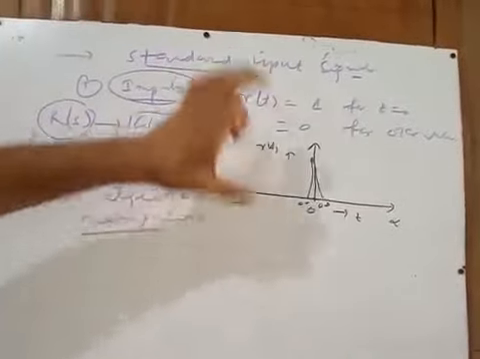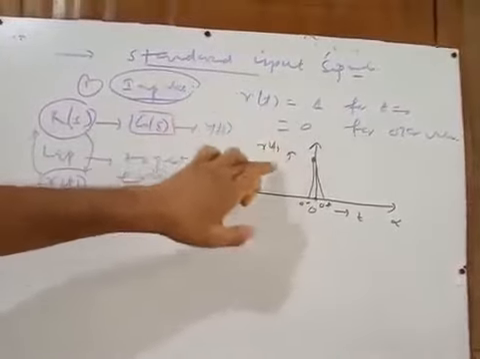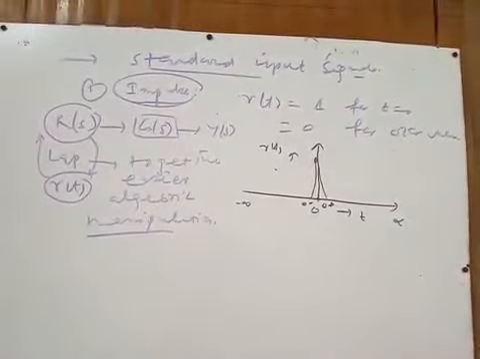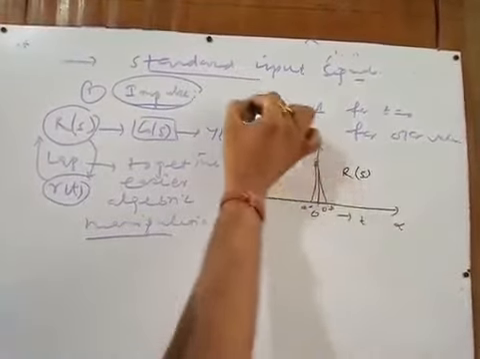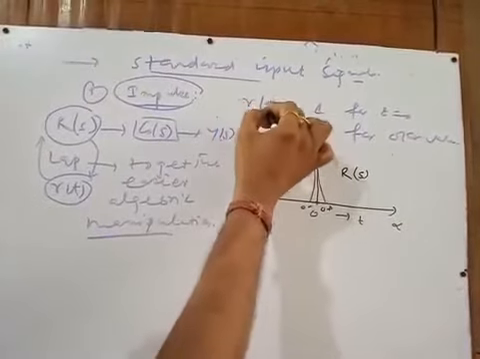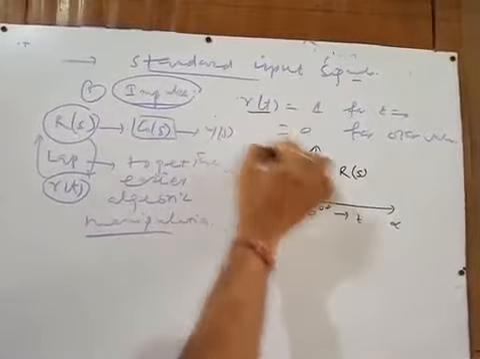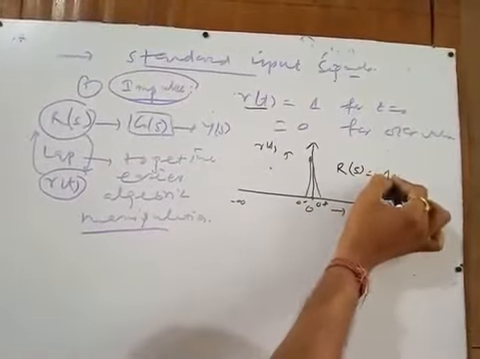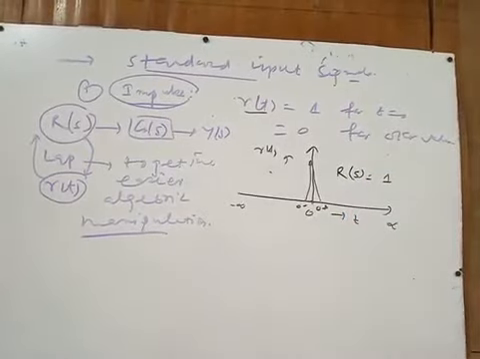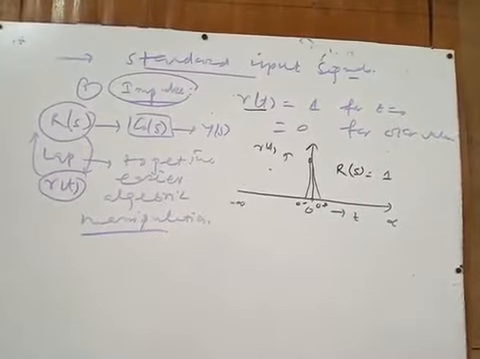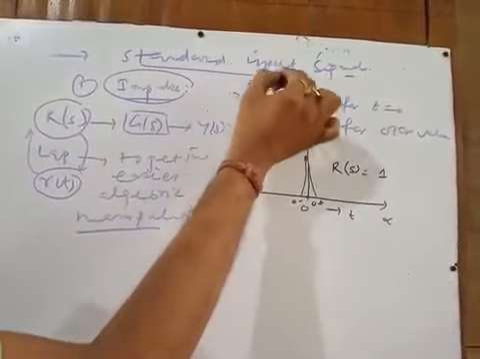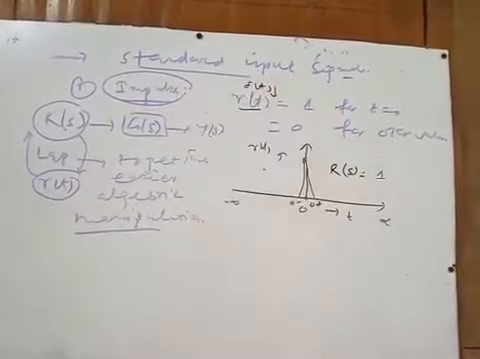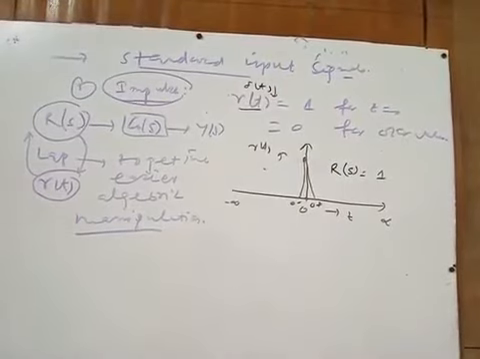So this is your mathematical form and this is your corresponding graph, and corresponding to this, the Laplace transform of r(t), that means if you get the Laplace transform of r(t), you get R(s) is equal to 1, or that is somewhere written as delta t, the general form. So that can also be written delta t. Now this is your impulse.